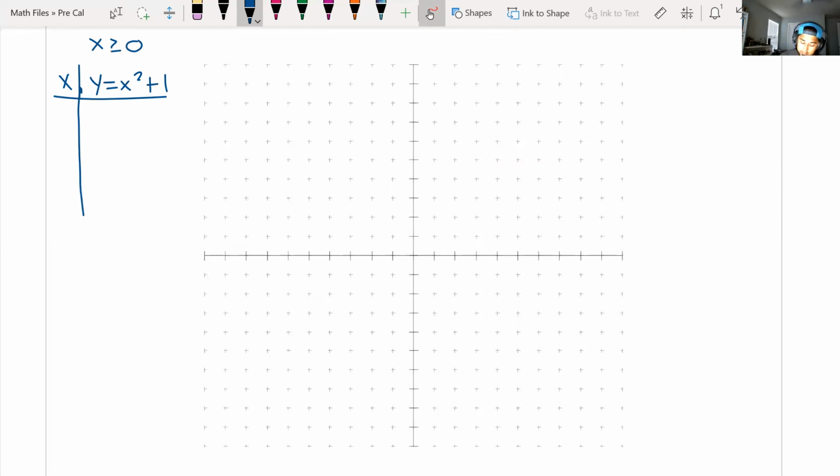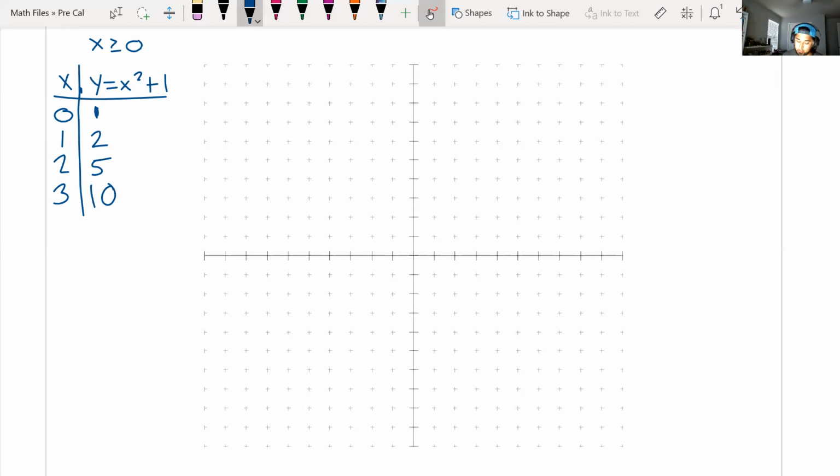0. And then 1, and then 2, and then 3. I think that's all that's going to fit on our graph. So if I plug these x values into that function, 0 plus 1, you get 1. 1 squared plus 1, you get 2. 2 squared plus 1, you get 5. And 3 squared plus 1, you get 10.